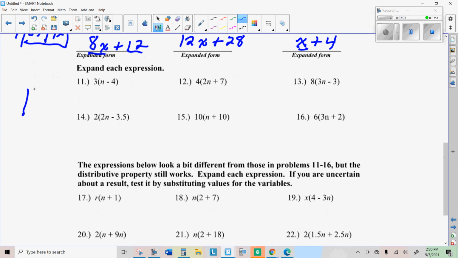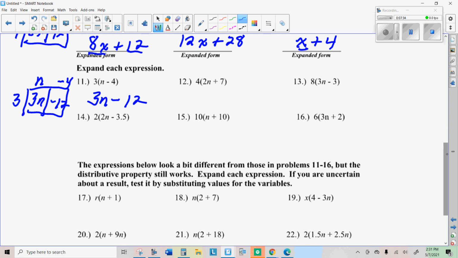So I'm going to suggest, well, you decide if you're comfortable not using this diagram, go ahead and do that. If you have a minus in there, make sure you put a minus in your diagram. So I'm going to do 3 times n, and then 3 times negative 4 is negative 12. And so 3n plus negative 12 is the same as 3n minus 12.